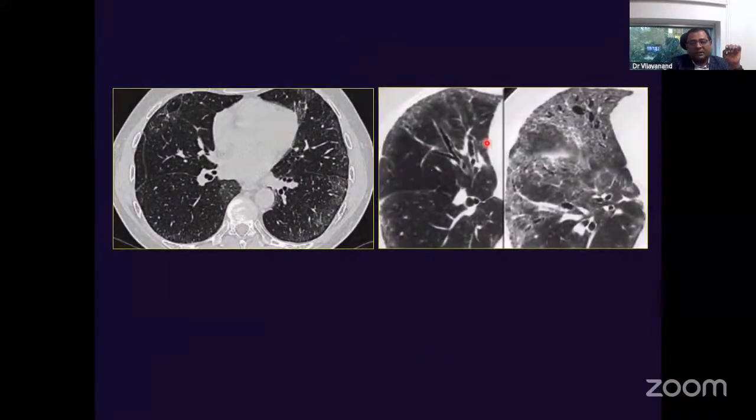This is another case of the same NSIP, where you are seeing irregular areas of fibrosis, interlobular septal thickening, then faint patchy ground glass opacities, and subtle traction bronchiectasis in the right middle lobe here.